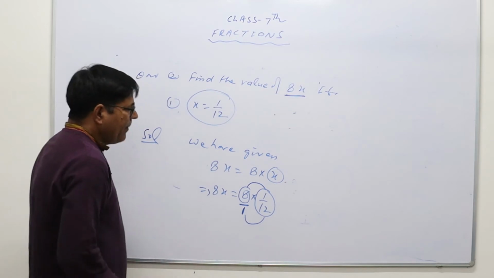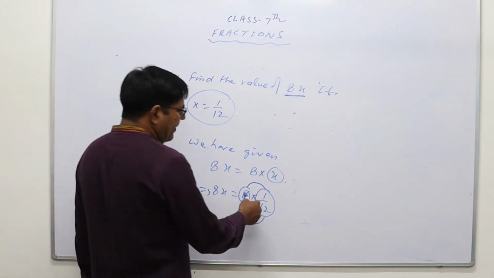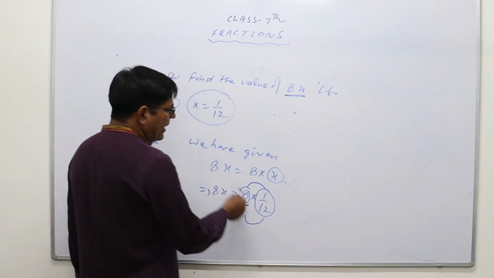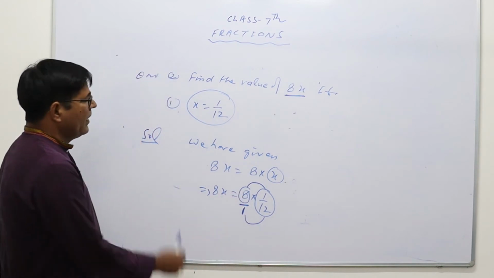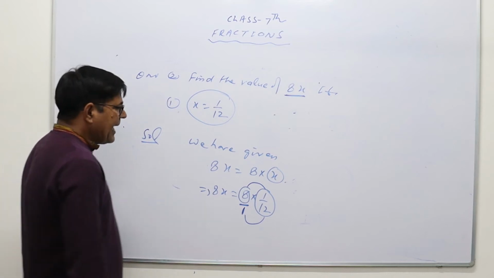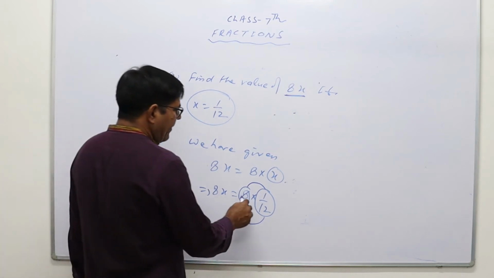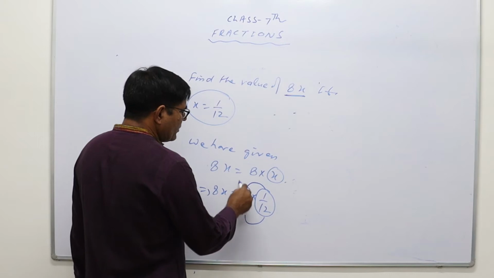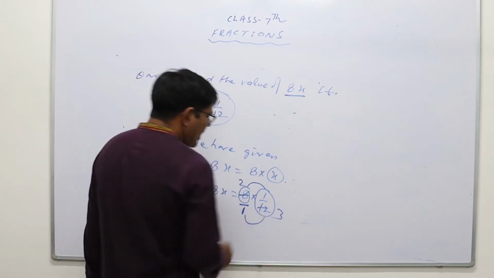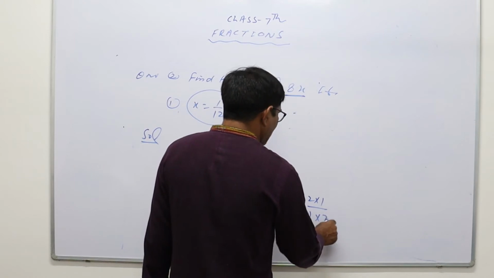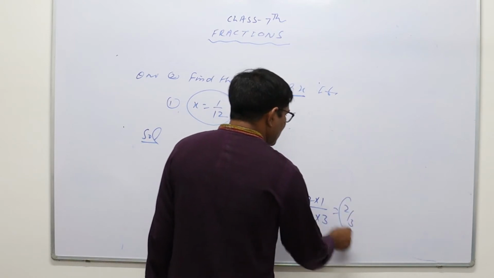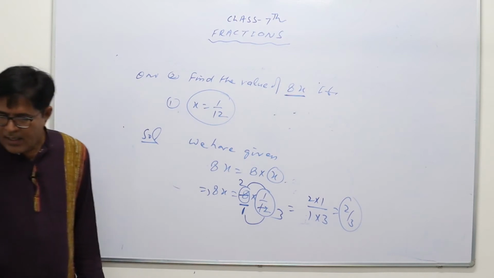And here, before multiplication, if the numbers in the numerator and denominator have a common factor, then you can cancel it. So here you can do 4 twos are 8 and 4 threes are 12. So now in the numerator 2 into 1 and in the denominator 1 into 3. So 2 upon 3 is your answer.